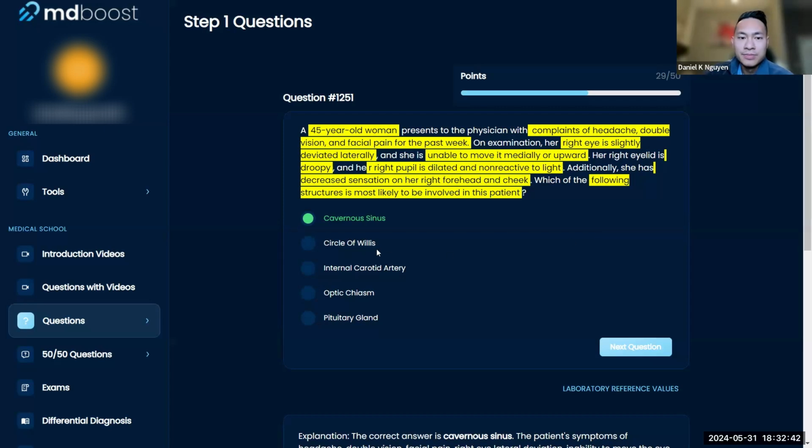Circle of Willis, right? Usually, you only have cranial nerve 3 if you have an aneurysm at the most common position. Internal carotid, right? Gives you some things, but not all of it, right? Optic chiasm, like you said, that's just the optic nerve, and pituitary gland is also just the optic nerve, right? If you have a pituitary adenoma, right, what is it, bilateral hemianopsia, right? So good.